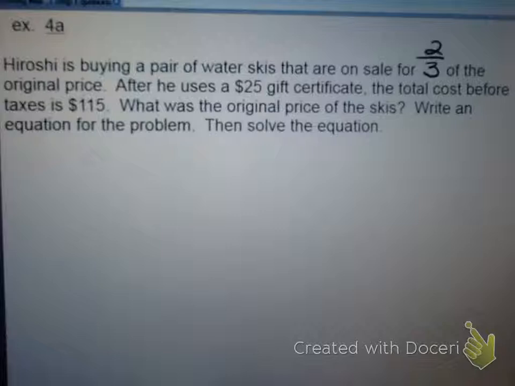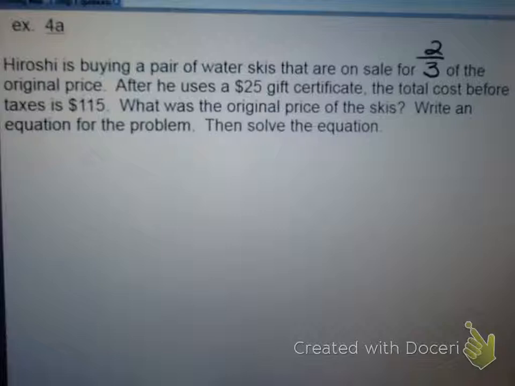Example 4, Hiroshi is buying a pair of water skis that are on sale for 2/3 of the original price. After he uses a $25 gift certificate, the total cost before taxes is $115. What was the original price of the skis? Write an equation for the problem.